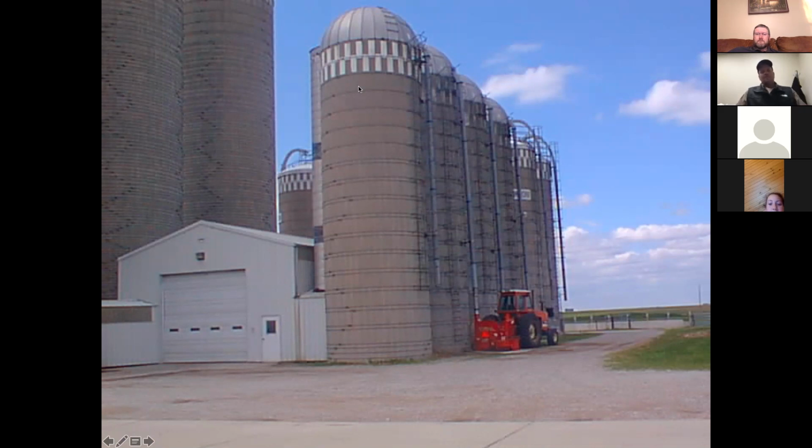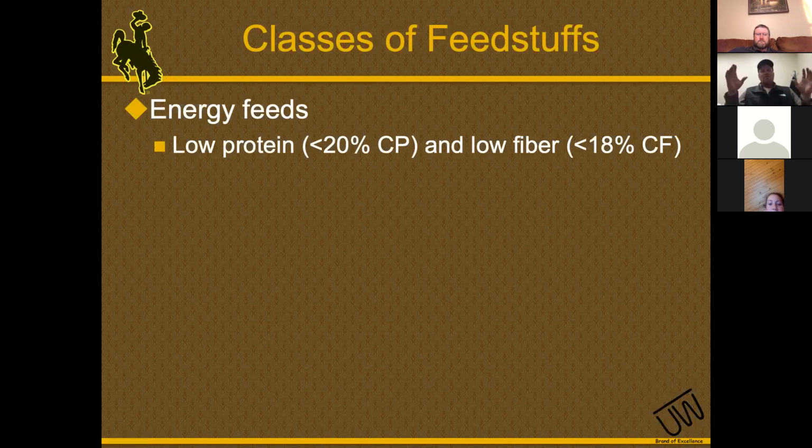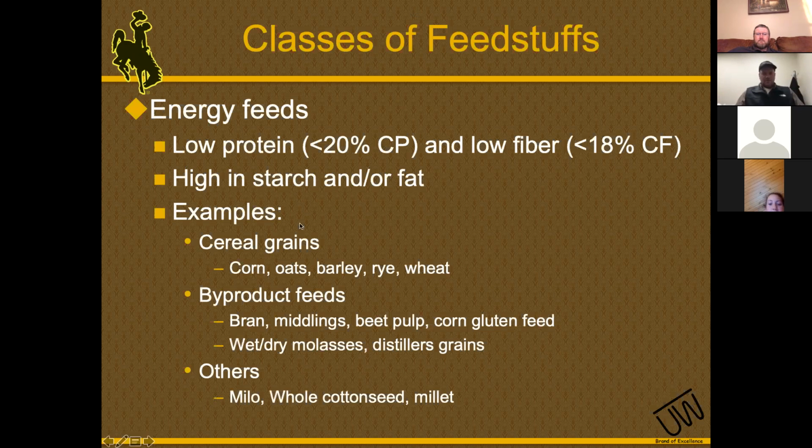So let's talk about different classes of feed. We've covered forages; now we're going to talk about energy feeds, often referred to as concentrate type feeds, and protein feeds. On the energy side, most energy feeds are low in protein. We're going to consider an energy feed something that's less than 20% protein and really low in fiber, less than 18% crude fiber. So that's where your grains come in.